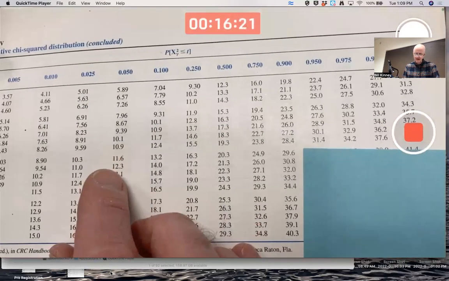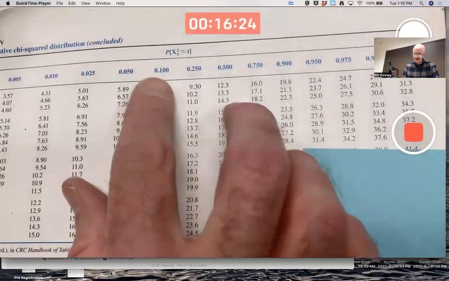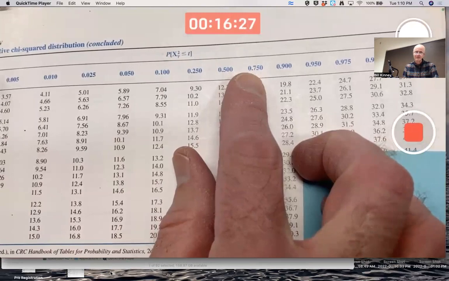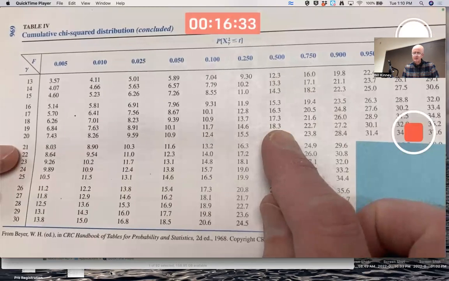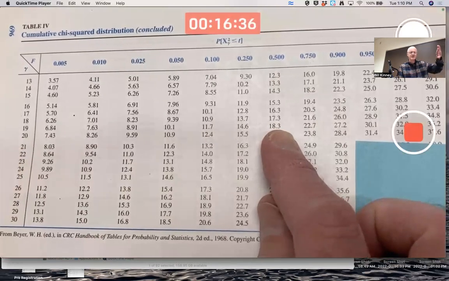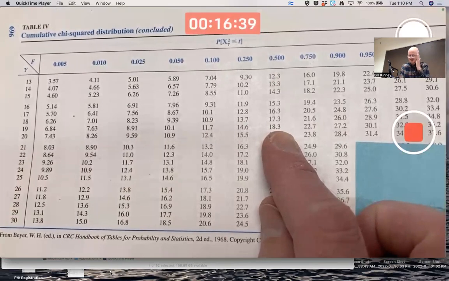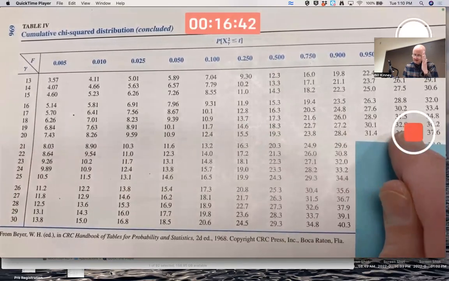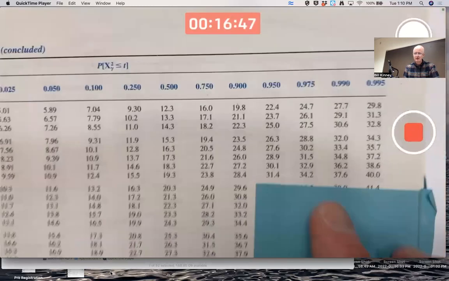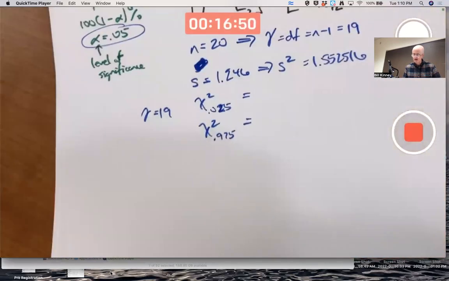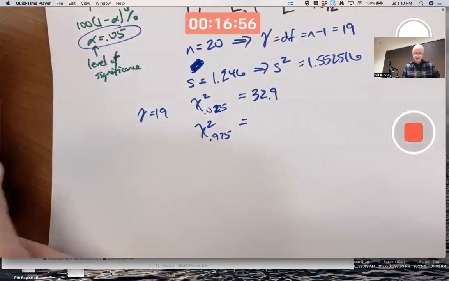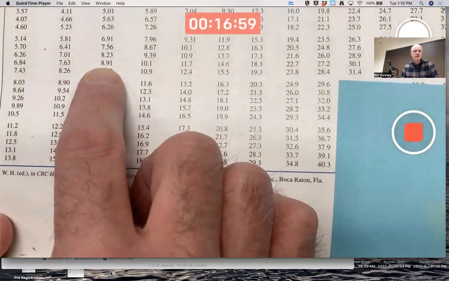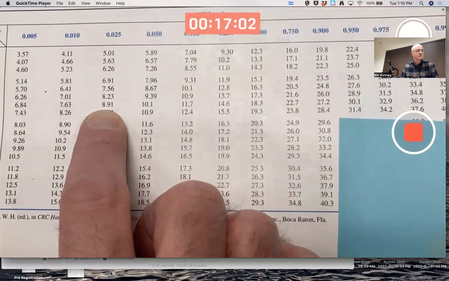It's always so confusing, the way they have this inconsistency in how they do things. These are CDF values, areas to the left. We're at 19 degrees of freedom. If the subscript is 0.025, so the area to the right is 0.025, that means the area to the left is 0.975. 32.9 is the bigger one. And the other one is the smaller one, 8.91.